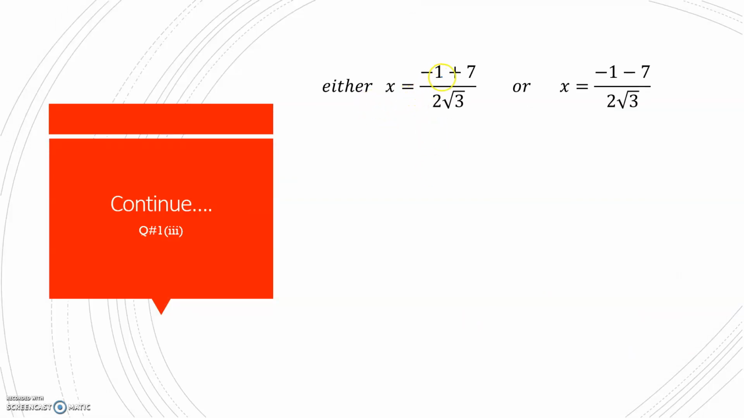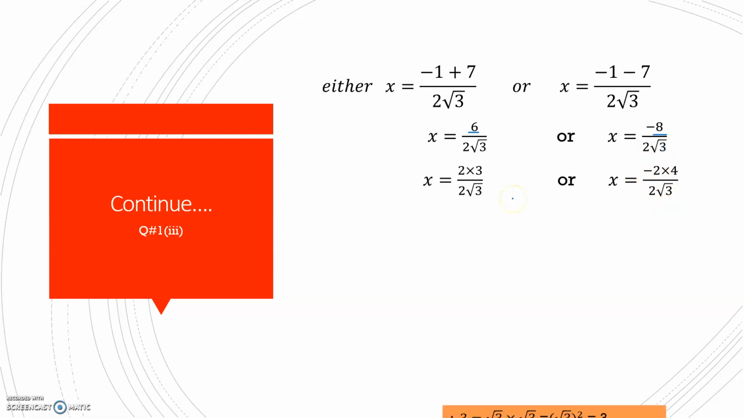So either x is equal to minus 1 plus 7 over 2 into square root of 3, or x is equal to minus 1 minus 7 over 2 into square root of 3. After simplification, we will get x is equal to 6 over 2 into square root of 3, or x is equal to minus 8 over 2 into square root of 3. Here this 6 can be written as x is equal to 2 multiplied by 3 over 2 into square root of 3, or x is equal to minus 8 can be written as minus 2 multiplied by 4 over 2 into square root of 3.